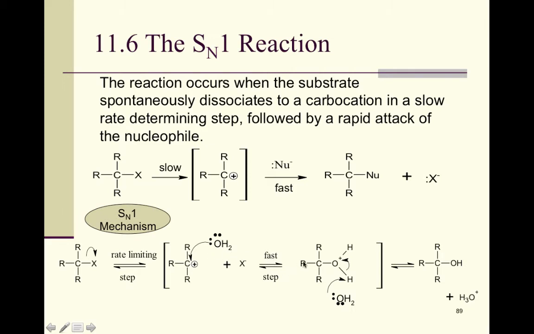Continuing on with this, it is again a fast step here, because once the carbocation is formed, this thing happens almost instantaneously. Another water molecule can grab this hydrogen, forming a hydronium ion, and then the alcohol piece can be there. So this is an SN1 mechanism. We're using water as our nucleophile, but it could be any nucleophile that can undergo this.